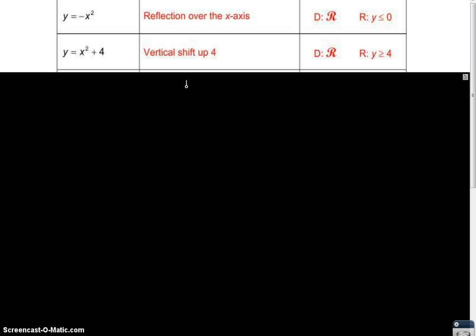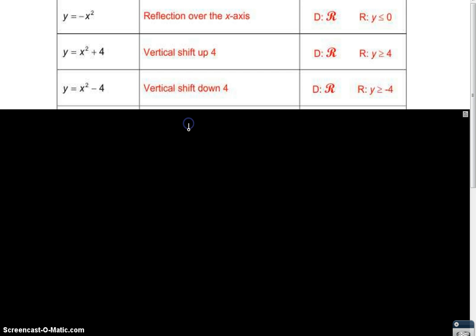The next one I have y equals x squared plus 4. This is where we had a vertical shift up 4 units. So my domain is still all real numbers, and my range is y is greater than or equal to 4. The next one, I actually had a vertical shift down because it was minus 4. So here my range is y is greater than or equal to negative 4.